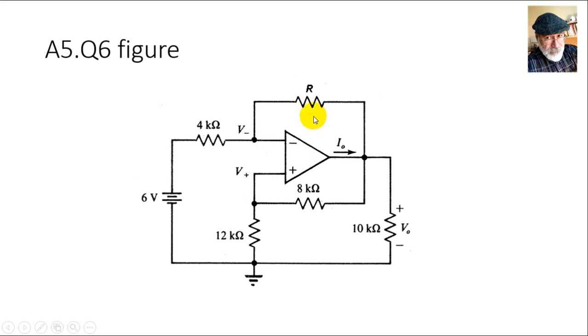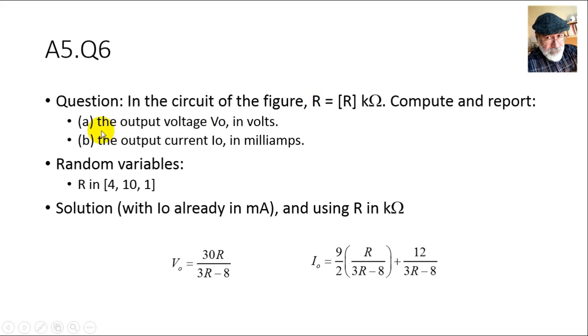This is the figure. There is only one randomized parameter, R, and for that we ask the programmer to define one variable R in the range between 4 and 10, taken one by one. Now, how do we find those formulas? In this case, formulas for V naught and I naught in terms of R, the only random variable. What I do is I use Maple. You are welcome to use some other tool like Mathematica or Wolfram Alpha or something like that.